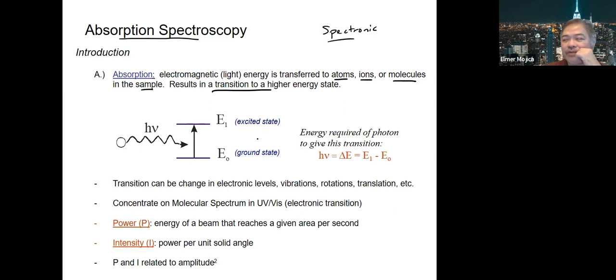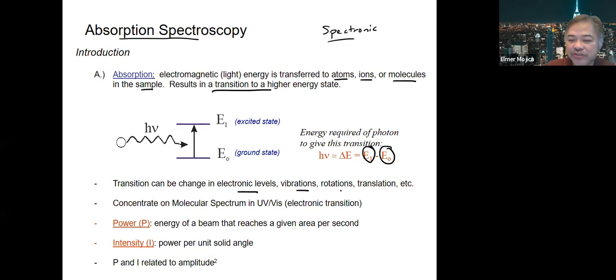So when light hits any substance, what it does is excite your atom, your ion, or your molecule from the ground state going to the excited state. And usually the energy required of the photon to give this transition is just equal to the difference between the excited state energy level and the ground state energy level. Now, the transitions can be electronic, vibrational, rotational, and translational.